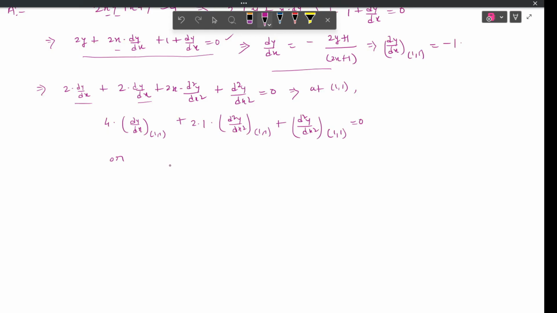Now this is 2 plus 1, 3. So minus 4 plus 3 into d2y by dx2 at point (1, 1) should be 0. So from this we can say d2y by dx2 at point (1, 1) is 4 by 3. Okay. Now we know dy by dx at point (1, 1), and we know d2y by dx2 at point (1, 1). Now we can find out the center of curvature, that is x bar comma y bar.